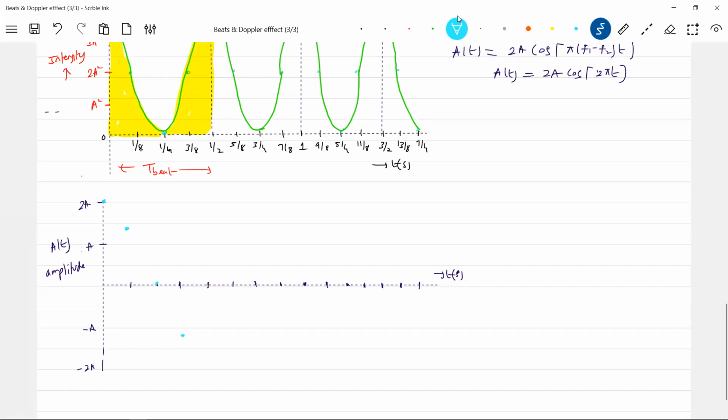If you're very good at plotting trigonometric functions, it's much easier for you. So t equal to 1 by 2. Cos pi gives minus 2a, it will come. Okay, it's a cosine function. Then again, the rest of the values. So this will be 1 by 8, 1 by 4, 3 by 8, 1 by 2. Let me put the dots first. Then it'll be 0. I think this will be sufficient. Okay, let me go for the graph on this.